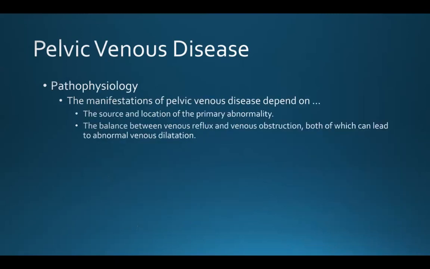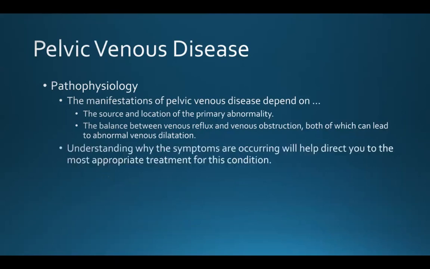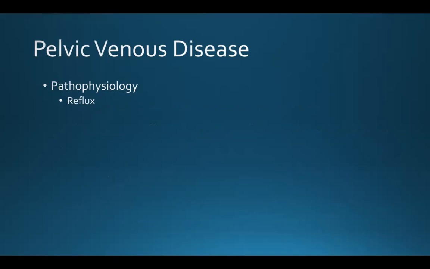In general, the manifestations of pelvic venous disease depend on the source and location of the primary abnormality and the balance between venous reflux and venous obstruction, both of which can lead to abnormal venous dilatation. Understanding why the symptoms are occurring will help direct you to the most appropriate treatment for this condition. So let's talk first about reflux.